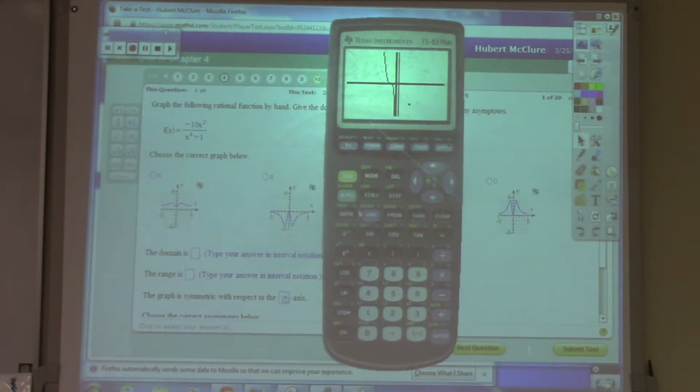Okay. All right. So let's type it in. Y is equal to negative 10x squared, close parenthesis, divided by, open parenthesis, x to the 4th plus 1, close parenthesis, and graph. And it blows up. Okay, zoom out.